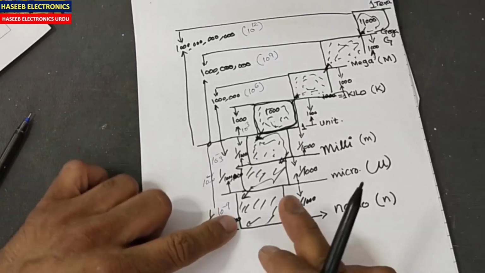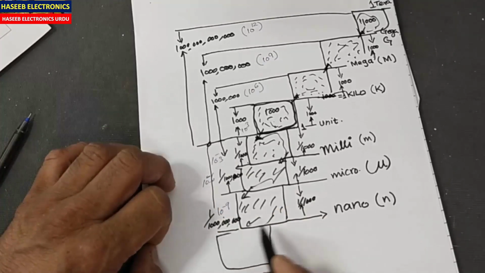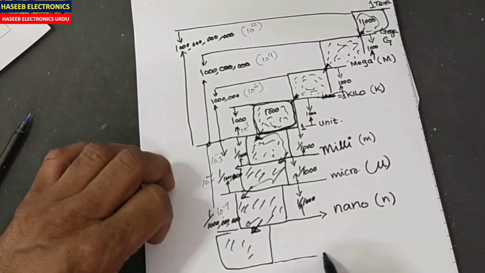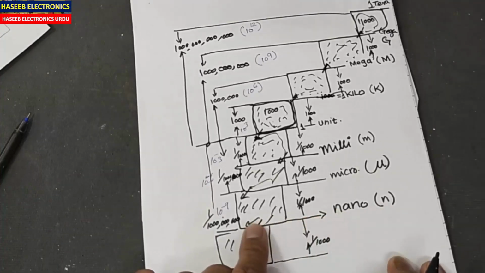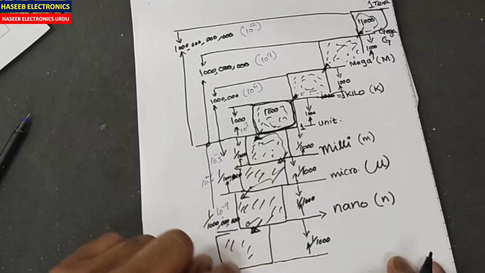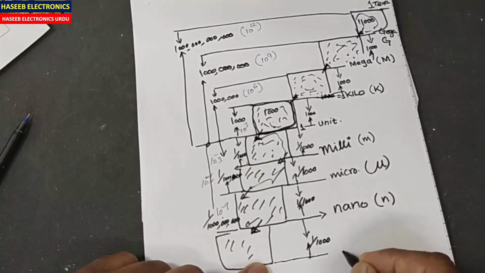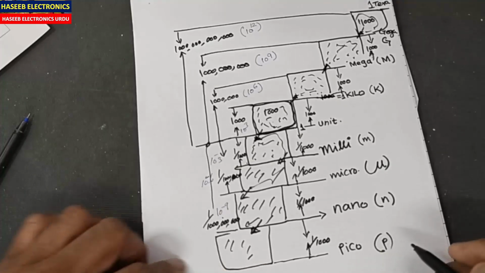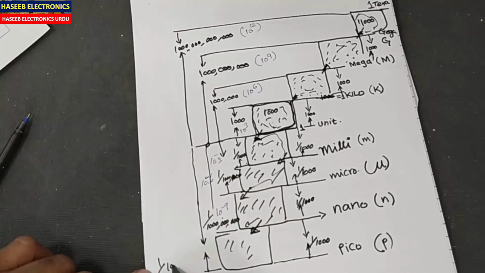Now, from 1 nano, if we divide it into 1000 more parts, it will become 1 over 1000. One part from this nano unit, when we divide it into 1000 pieces, at this point, the 1 unit of that will be called pico, small p. Its power level here is 1 over 1 trillion.